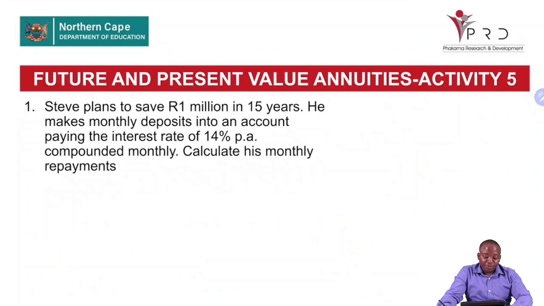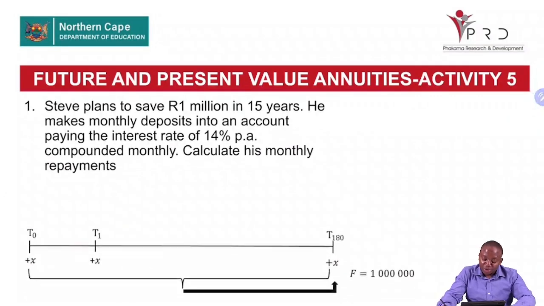Now, welcome back to Grade 12. Let's look at this. We are told that Steve plans to save 1 million in 15 years. He makes a monthly deposit into the account, paying an interest rate of 14% per annum, compounded monthly. Calculate his monthly repayments. So what are we doing?